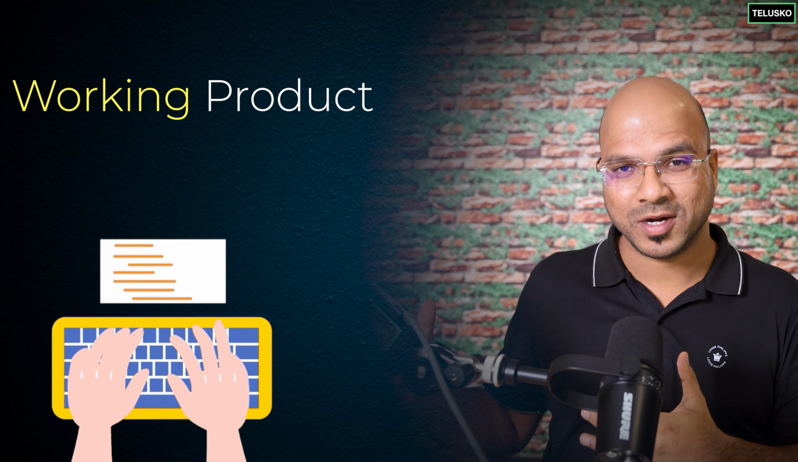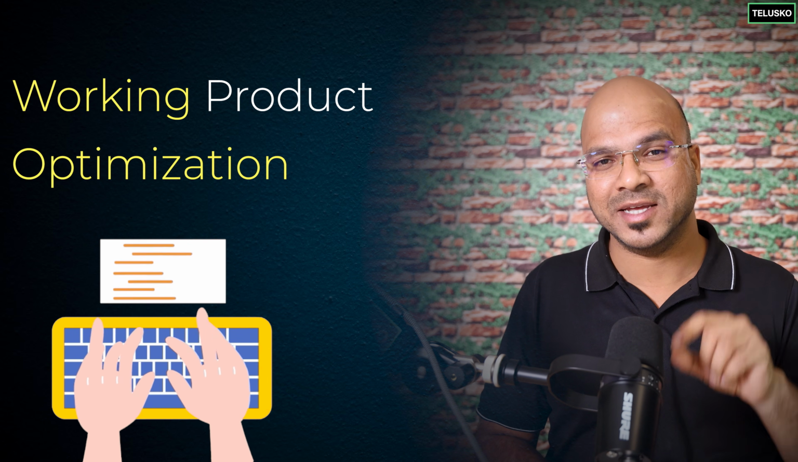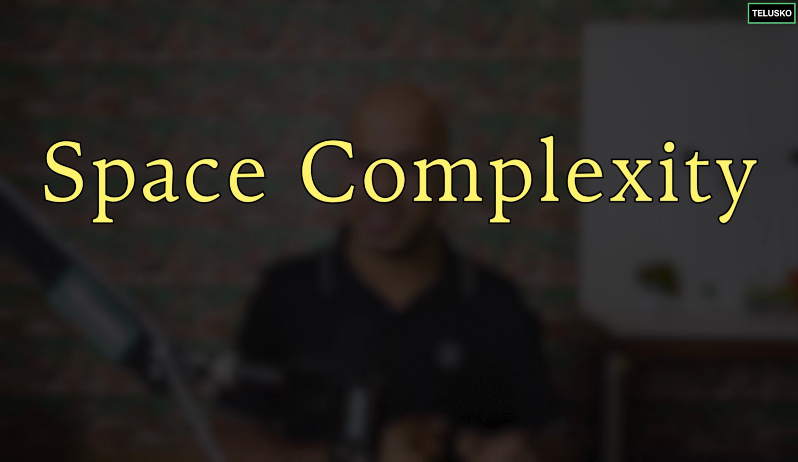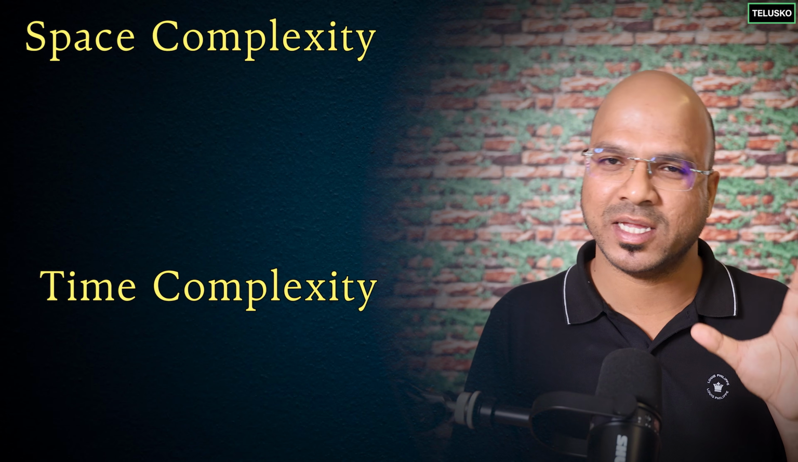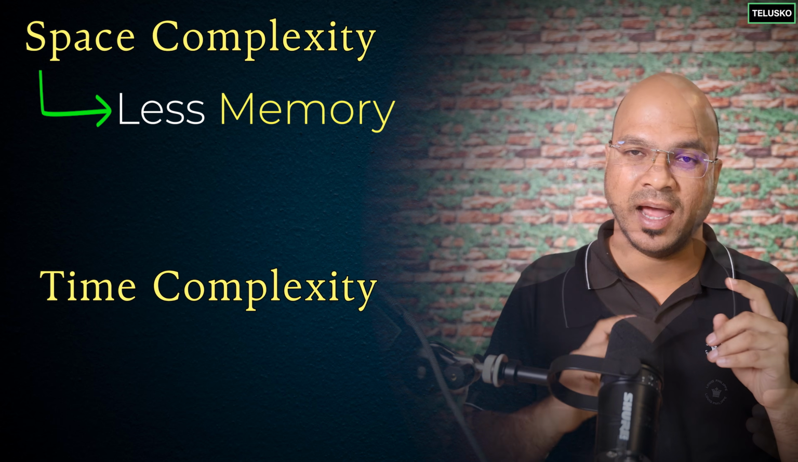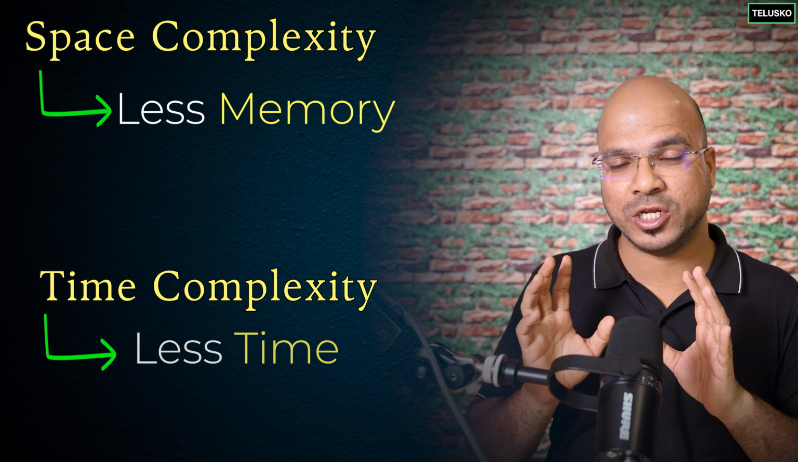Of course, as a developer, the first focus is that the product should work, and then you think about optimizing it. But when you say optimizing, you can optimize in two ways. One, think about the space complexity, and second is the time complexity. Space complexity simply means, can we use an algorithm which will take less memory? And time complexity means it should take less time.